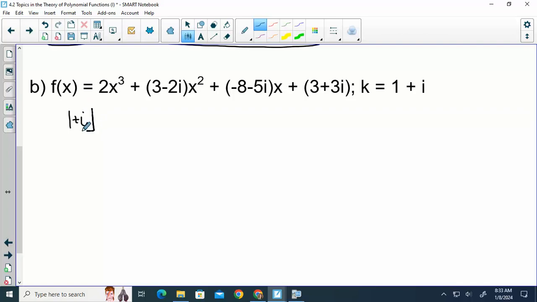So we put the 1 plus i out here. My coefficients are 2, 3 minus 2i, negative 8 minus 5i, and 3 plus 3i.